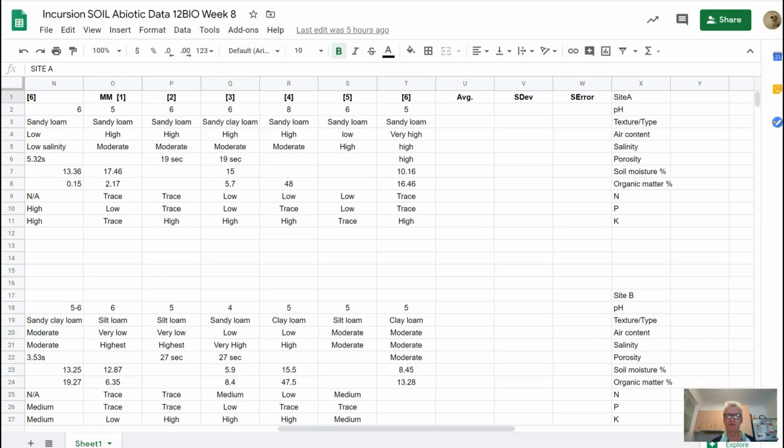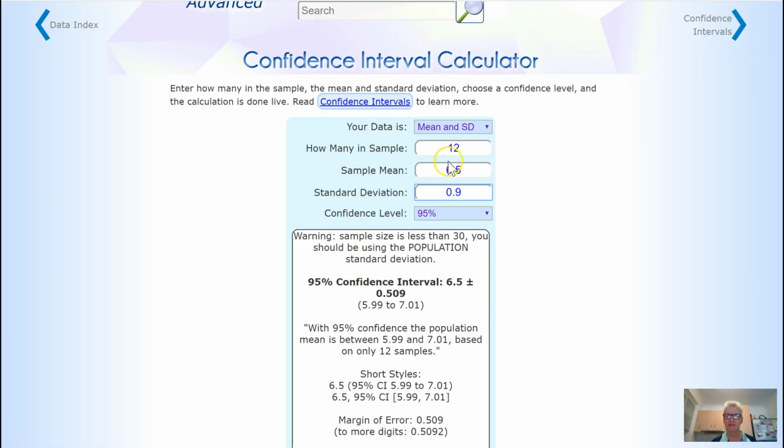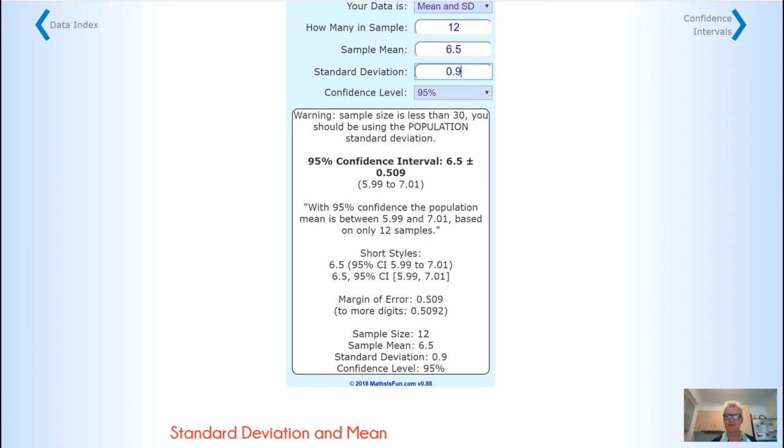So I just did it for the example one. I had 12 bits of data. The mean of the pH was 6.5. The standard deviation was 0.9. I pumped them in, and it says that the confidence interval is 6.5 plus or minus 0.509. That means with 95% confidence, the average falls within those two numbers there, 6.5 minus 0.509 and 6.5 plus 0.509. It's not the range of the data, it's how confident you are in your average.